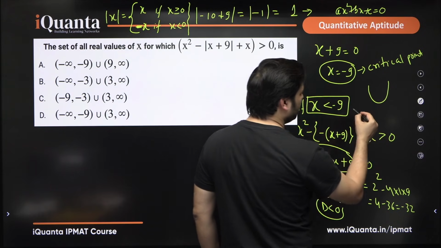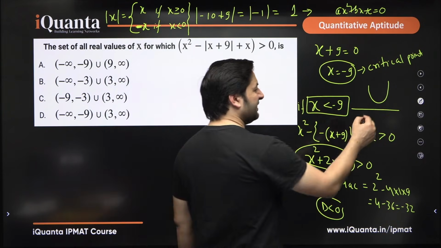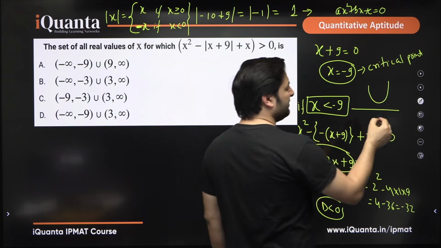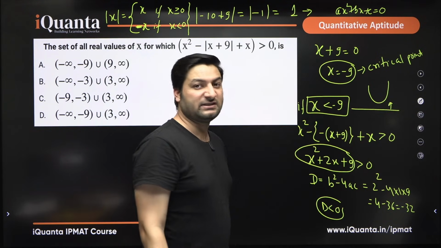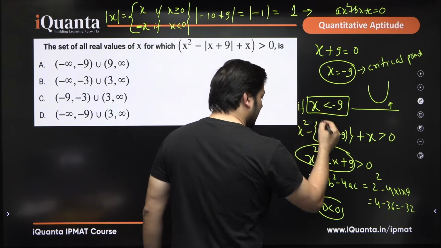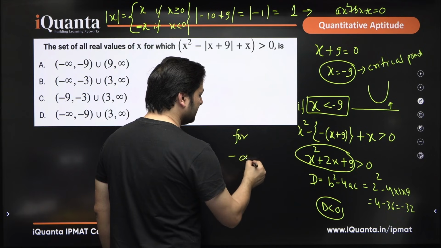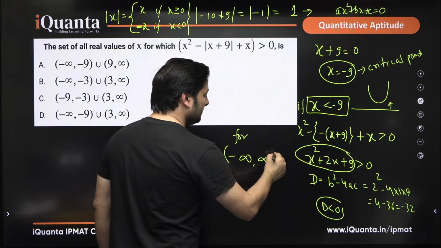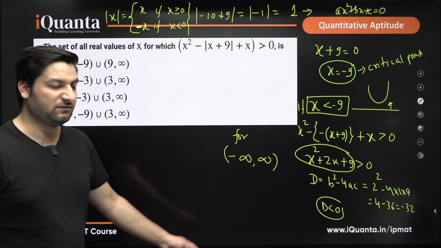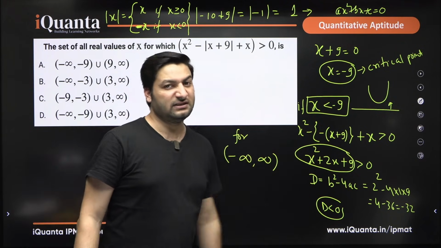If roots are imaginary, it is never going to cut the x-axis. And if it is never going to cut the x-axis, that means it will always stay above the x-axis. When an equation is always staying above the x-axis, it is always positive for all values of x. That means for any value of x, from minus infinity to infinity, this quadratic expression will always be positive. You can put any value of x inside it, it will always give you greater than 0.